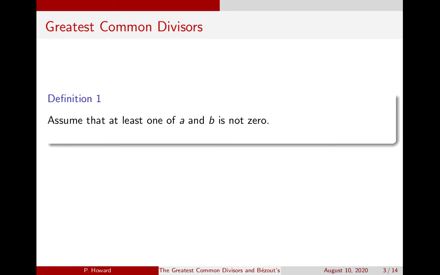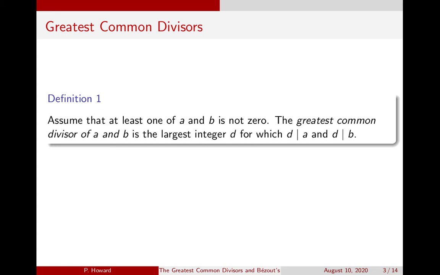So here's our official definition, or at least the first form, assuming that at least one of the integers a and b is not 0. This has to be the case in order for a and b to have a greatest common divisor. Then the greatest common divisor of a and b is the largest integer d, for which d is a divisor of a and d is a divisor of b. So this definition doesn't really say anything more than the phrase greatest common divisor.